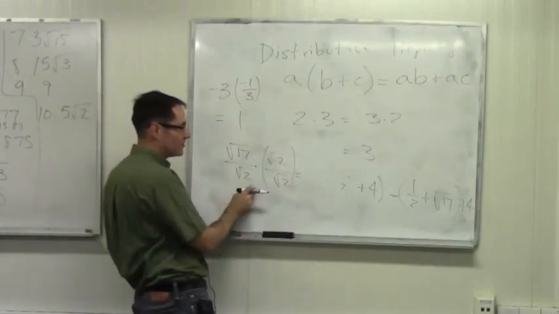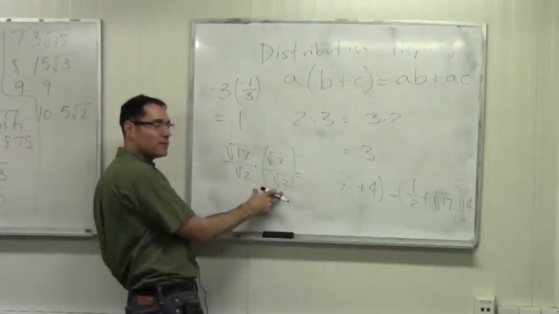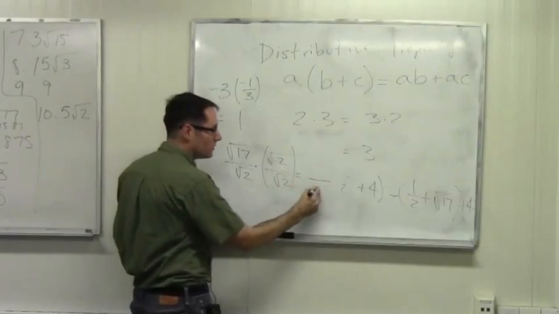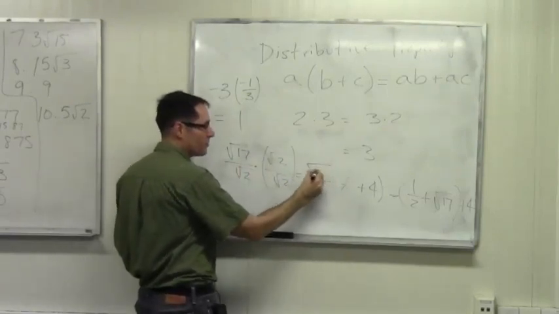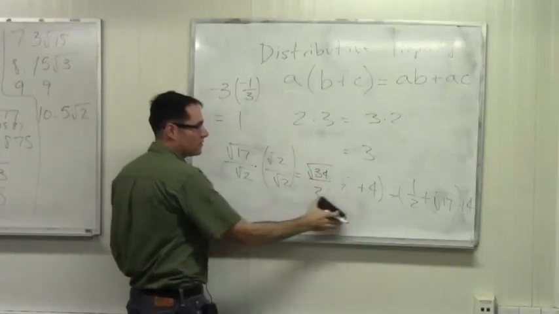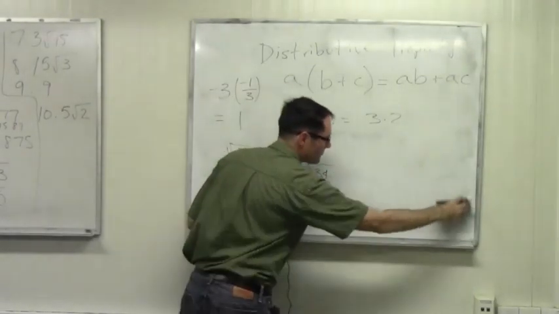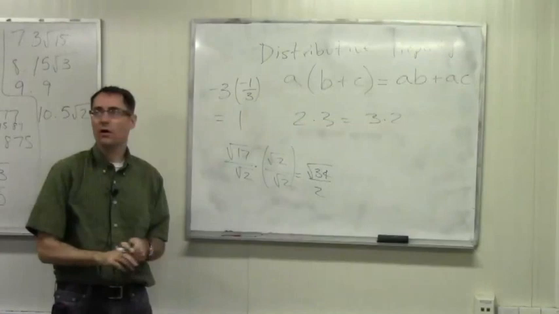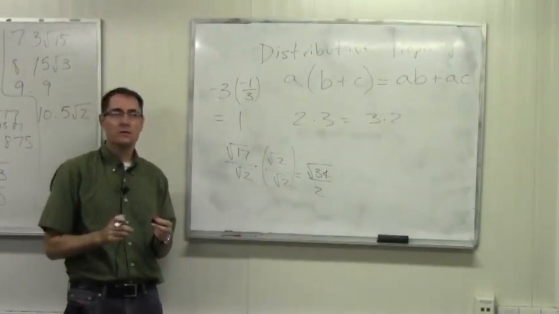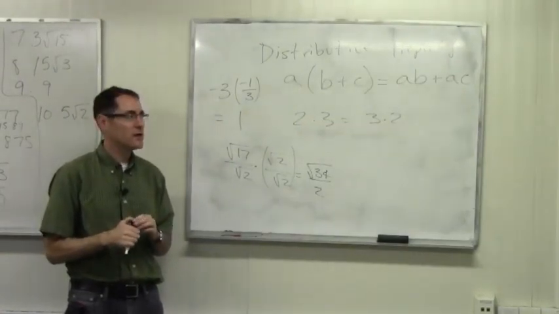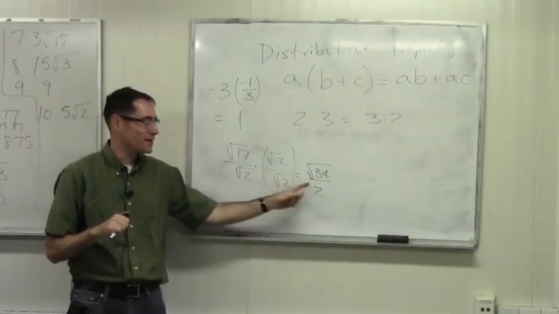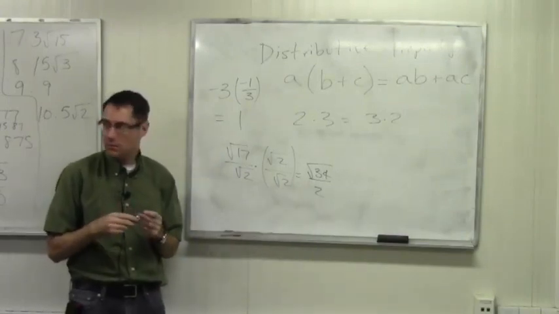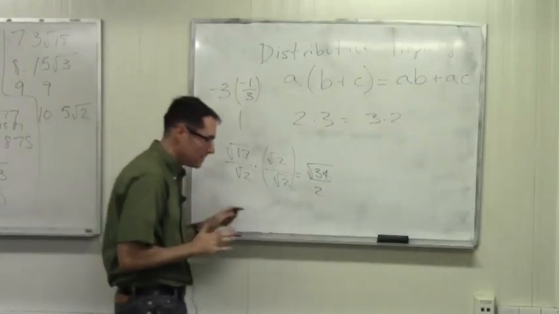Let's finish this up while we're doing it. What's on the bottom here? 2. What's on the top? 17 times 2, it's 34, square root of 34. Do any factors go into 34? Let's see, 8, no, 4, no, 2, 17 and 2, so we can't reduce that anymore. Yeah. OK, good.